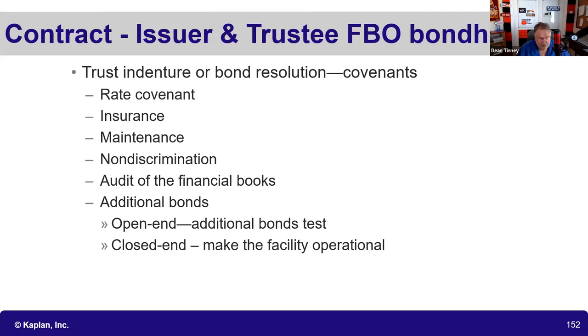You have to pay. Lots of cash floating around, and we need to make sure the cash ends up where it's supposed to end up. And so we want to have an audit of the financial books to make sure that all the money is going where it's supposed to be. FBO stands for for the benefit of.